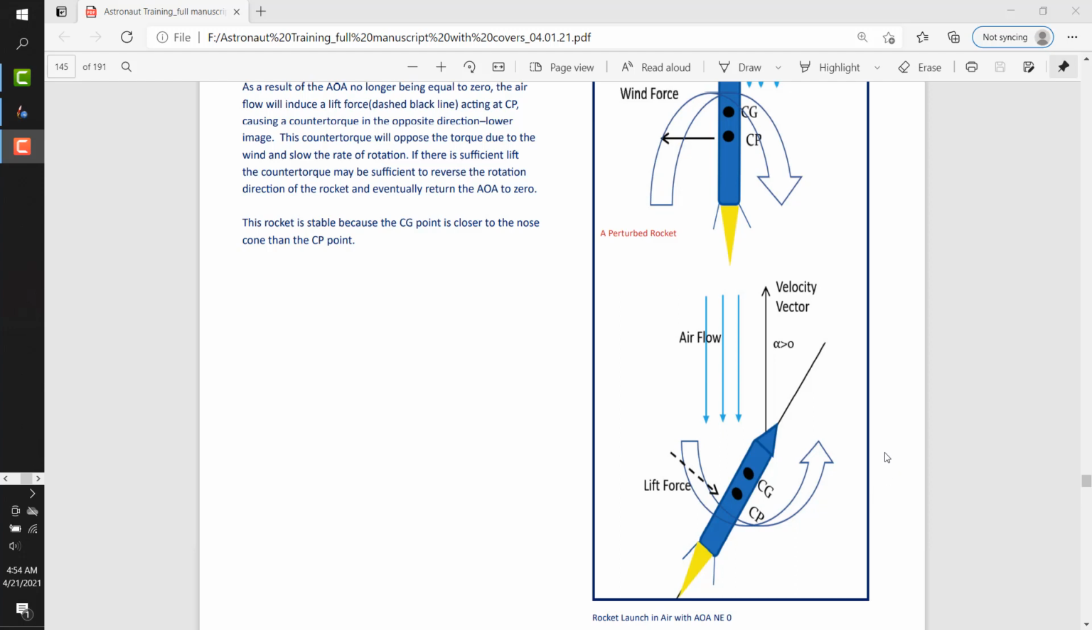The counter torque will oppose the torque due to the wind and slow the rate of rotation. If there is sufficient lift, the counter torque may be sufficient to reverse the rotation direction of the rocket and eventually return the angle of attack to 0. So this rocket is stable because the center of gravity is closer to the nose cone than the center of pressure. Okay, that's the definition of a stable rocket.